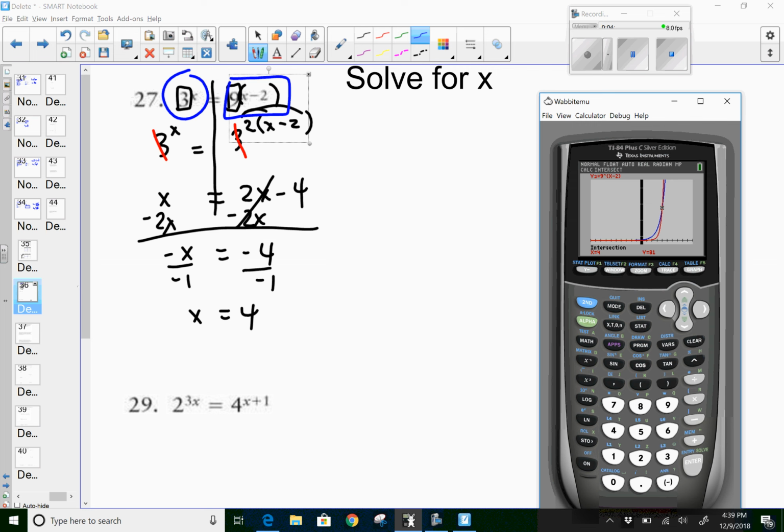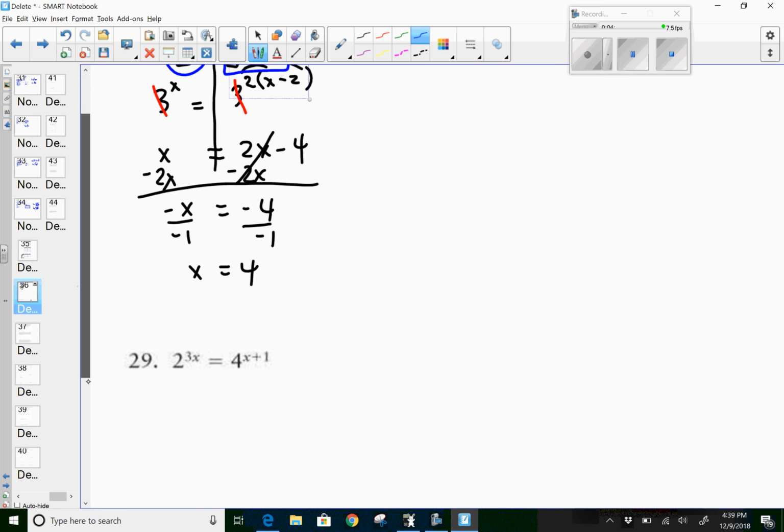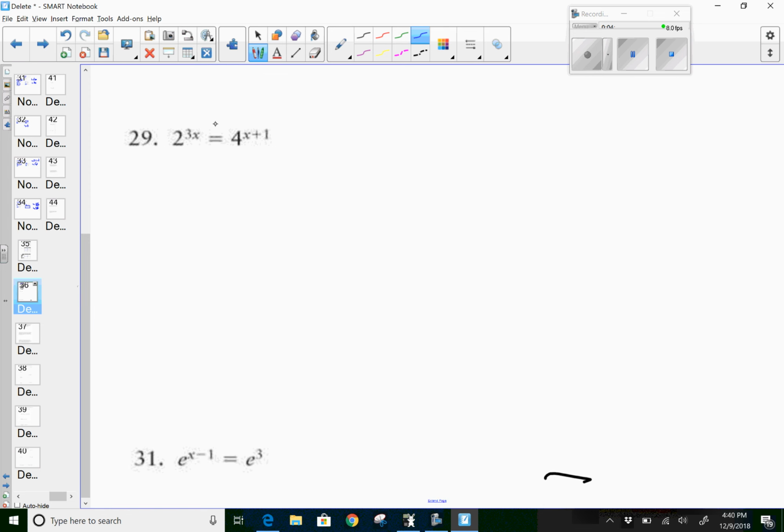The other way to do it, which you know from algebra, is to go to the table and find out where y1 and y2 are the same. Anyway, moving on. I'm just going to do these algebraically so you can get the hint of what to do.